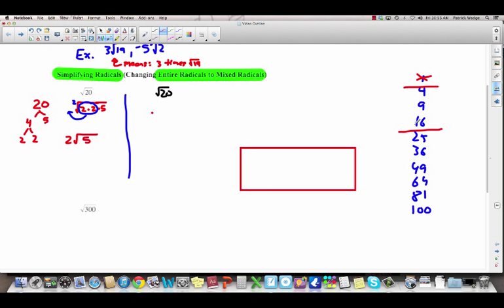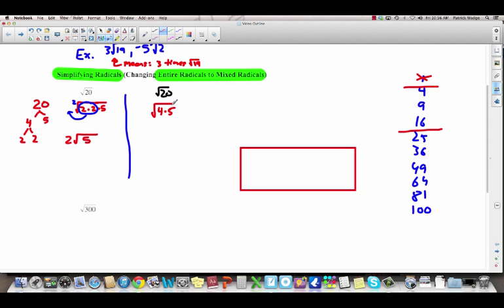Now, there won't always be one. If there is not one, that means it's in simplest form already. But this is not in simplest form, because do you see that 4 goes into 20? 9 doesn't go into 20, 16 doesn't go into 20, but 4 goes into 20. How many times? 5. So root 20 is the same as root 4 times 5.